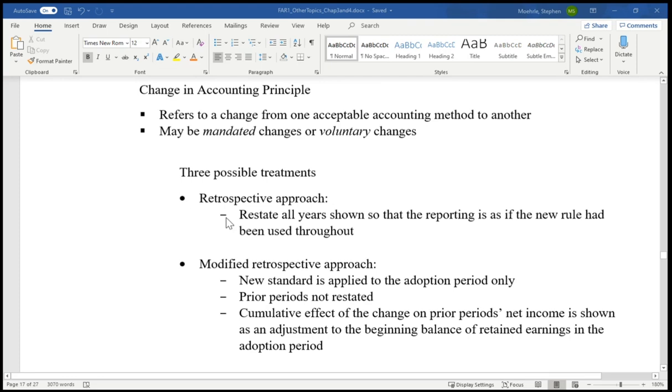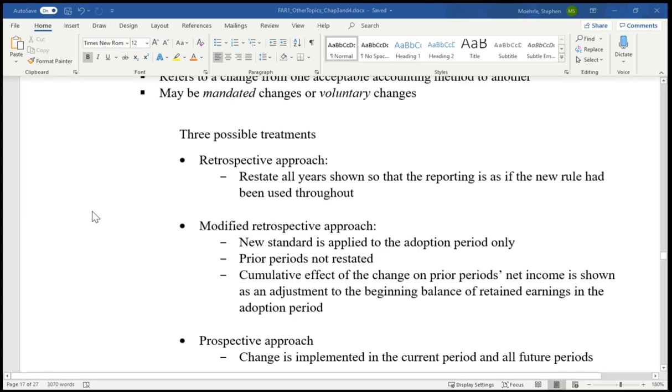Here's the change in accounting principle. A change in accounting principle refers to a change from one acceptable method to another. It may be a mandated or a voluntary change. And there's three possible approaches that might be taken to implementing the change. They are the retrospective, the modified retrospective, and the prospective approach. Think about what those words mean. Retrospective means backward looking. Prospective means forward, from now on. And that's what the approach is going to reflect.